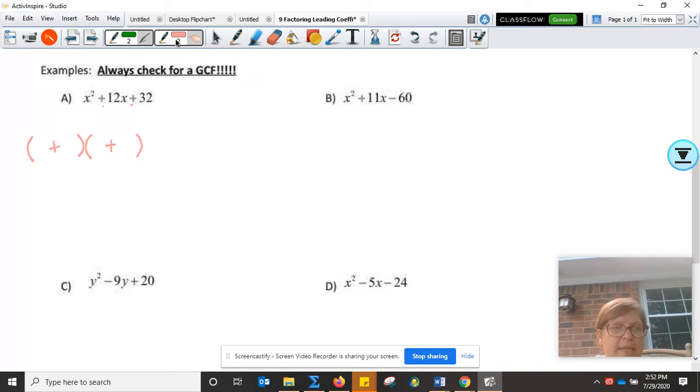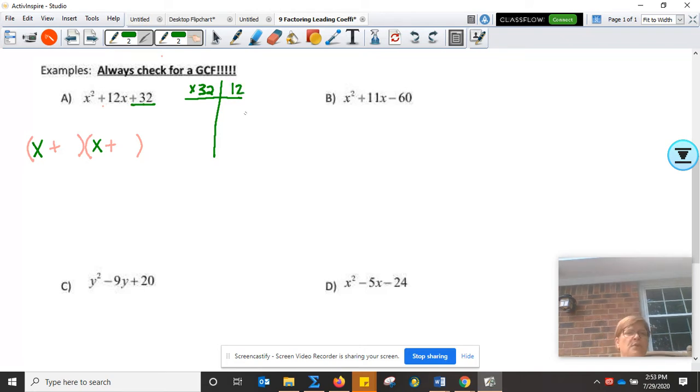All right, since we have x squared, we know that both of them in the first spot are going to be x and x. So now 32. What is going to multiply to give us 32 and add up to give us 12?